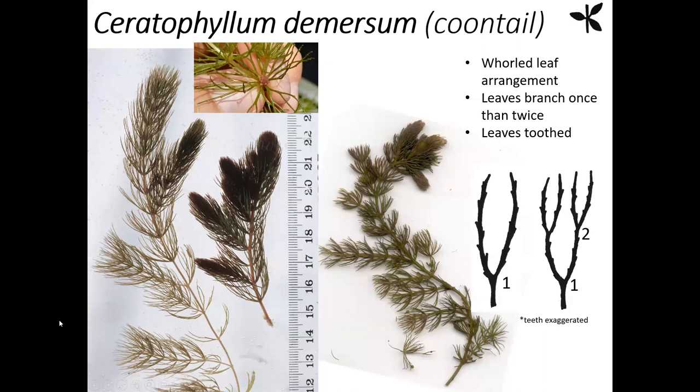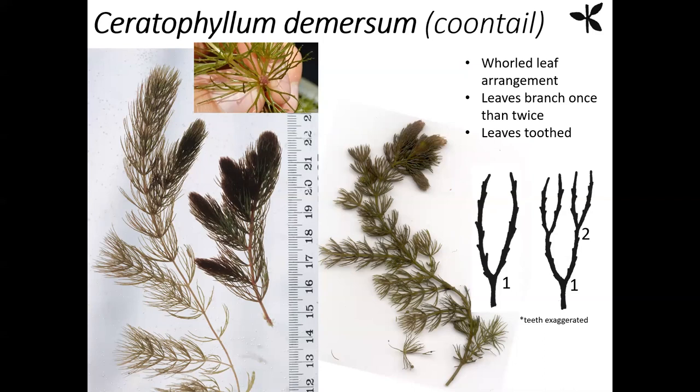Okay, so the first species I'm going to talk about is Ceratophyllum demersum, or coontail. This plant is a pretty common species. It's probably the second most common species in Wisconsin. Key characteristics is the whorled leaf arrangement. And all of my slides in the upper right have a little icon of leaf arrangement for a quick reference. So this one is whorled leaf arrangement, and the leaves will branch once or twice.